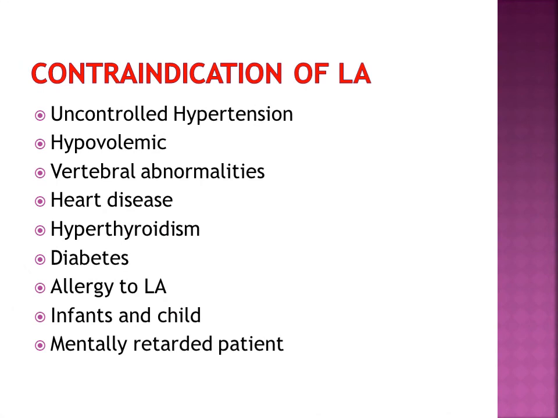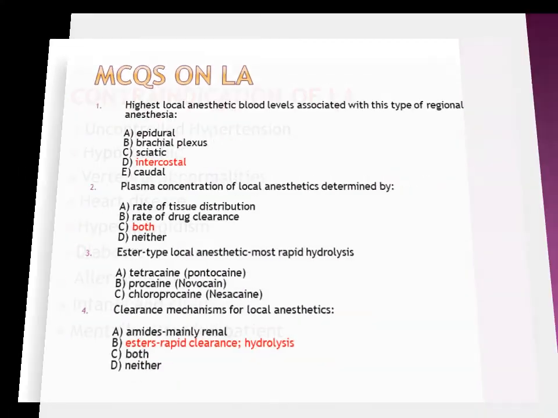Contraindications of local anesthetics. In some conditions, local anesthetic should not be taken, like in case of heart disease, hyperthyroidism, diabetes, allergy. If any patient has allergy to local anesthetics, that patient should not take local anesthetics. Infants, children, and mentally retarded patients should not take local anesthetics.